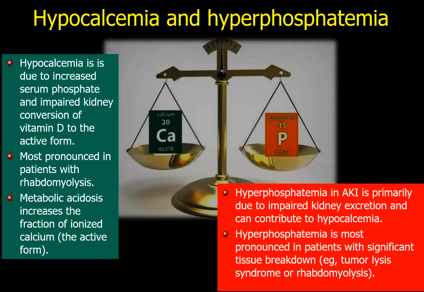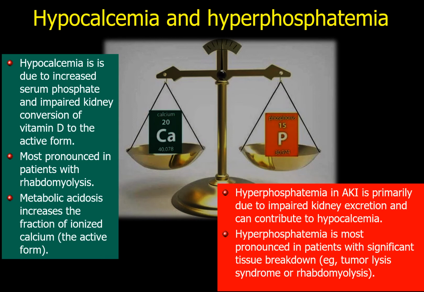Low calcium, or hypocalcemia, is commonly encountered in AKI. This is due to increased serum phosphate and impaired kidney conversion of vitamin D to the active form. Hypocalcemia is most pronounced in patients with rhabdomyolysis. Metabolic acidosis increases the fraction of ionized calcium. This is the active form of calcium.